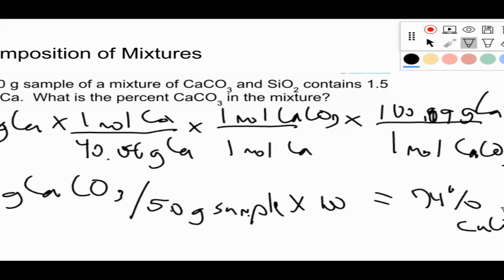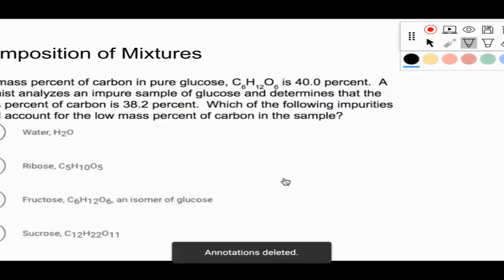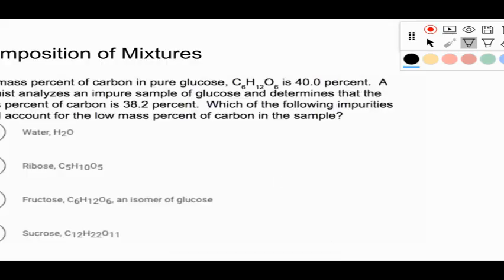So again, these problems are not terribly difficult, but it's a lot of conversions. That is all chemistry is, a lot of conversions. Some sort of mole conversion happens almost every single lesson. So this is an example of how they might ask this question on an AP test.